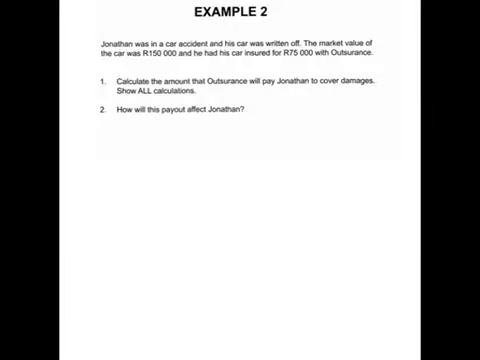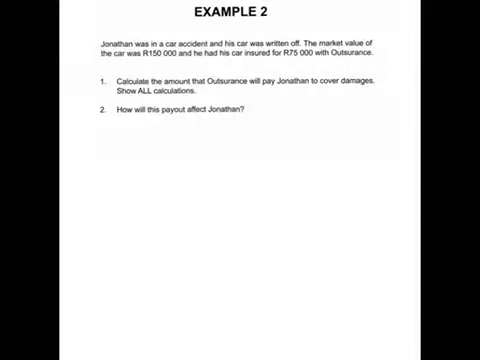Then in example 2, it says Jonathan was in a car accident and his car was written off. So here the property was damaged completely. The market value of the car was 150,000 Rand, but he had only insured his car for 75,000 Rand with OUTsurance. It says calculate the amount that OUTsurance will pay Jonathan to cover all the damages and show all your calculations.